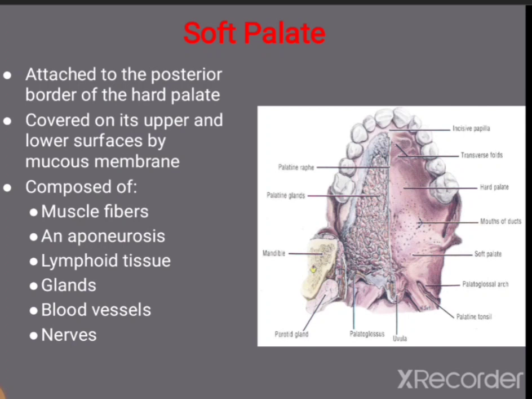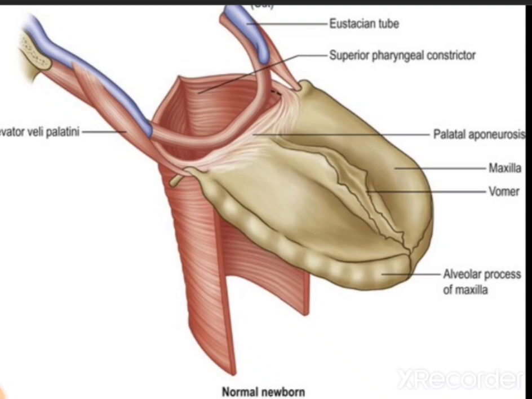Now the soft palate is attached to the posterior border of the hard palate, as we can see, and is covered on its upper and lower surfaces by mucous membrane. It is composed of muscle fibers, aponeurosis, lymphoid tissue, glands, blood vessels, and nerves. So here is the soft palate. In the midline, we have this palatine aponeurosis attached to the posterior border of the hard palate.